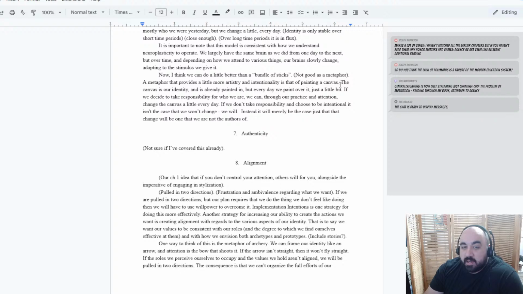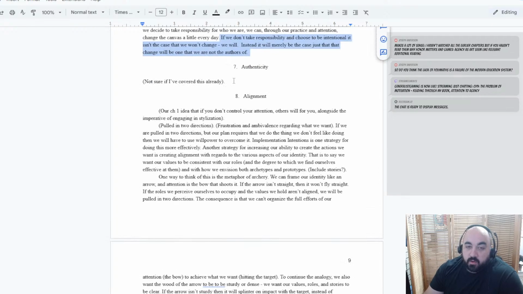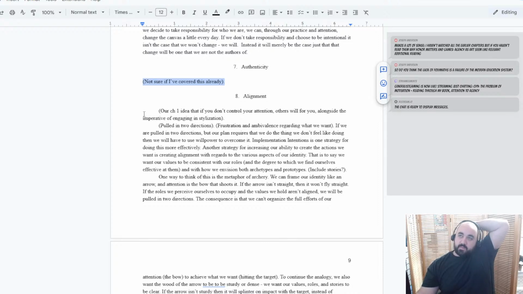The canvas is our identity, and it's already painted in. But every day, we can paint over it just a little bit. If we decide to take responsibility for who we are, we can, through our practice and attention, change the canvas a little bit every day. If we don't take responsibility and choose to be intentional, it isn't the case that we won't change, we will. Instead, it will merely be the case that the change will be one that we are not the authors of. And so here we wanted to have the bit about authenticity because I think a lot of people think that change is inherently inauthentic. And if you're changing in a way that you're trying to fulfill your values, you can have an authentic commitment to your values that sometimes necessitates that you change who you are.